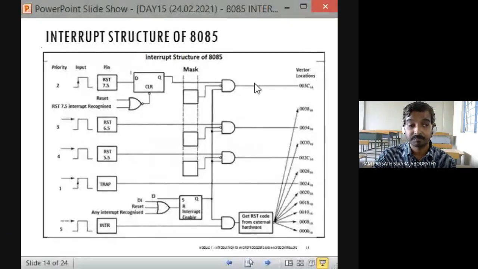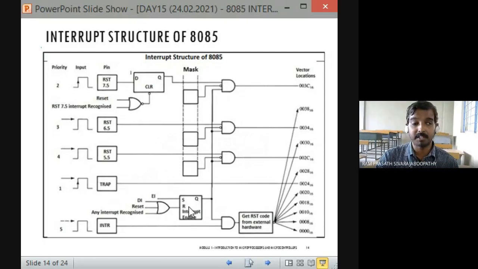Is it clear? Are you able to understand what I am saying? To mask individually, we have these 3 bits: RST 7.5, 6.5, 5.5. But to enable or disable globally, we have the interrupt enable flip flop. At what condition will this flip flop get set? Can you type it in the chat? Whenever the CPU executes the EI instruction, correct? That is the only way to enable this particular flip flop.